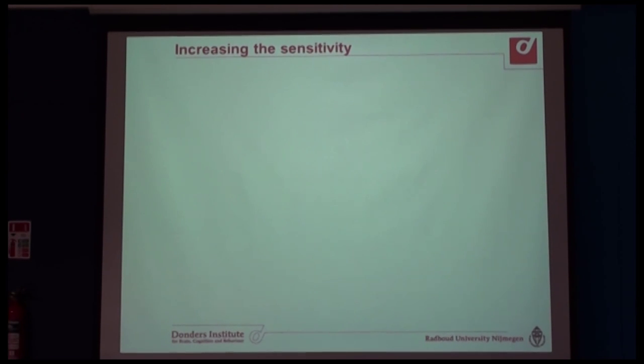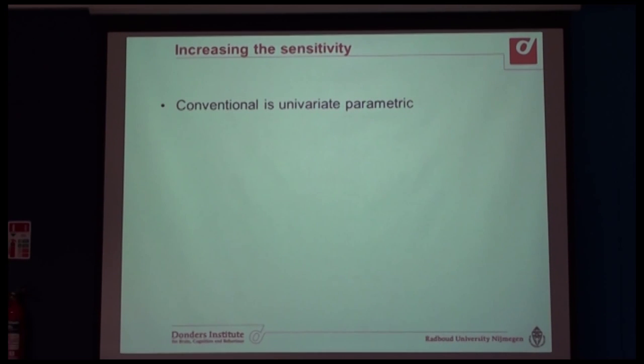Okay, so I've shown you that non-parametric testing using a randomization approach can be used to test data for which we do not know the distribution, and that we can use it to circumvent the multiple comparison problem. But what it also allows us to do is to increase the sensitivity. And that's, of course, very important.